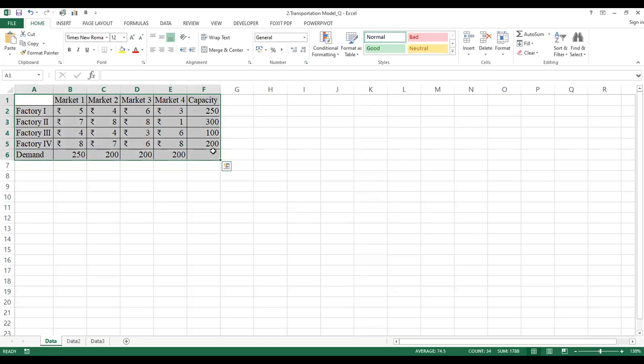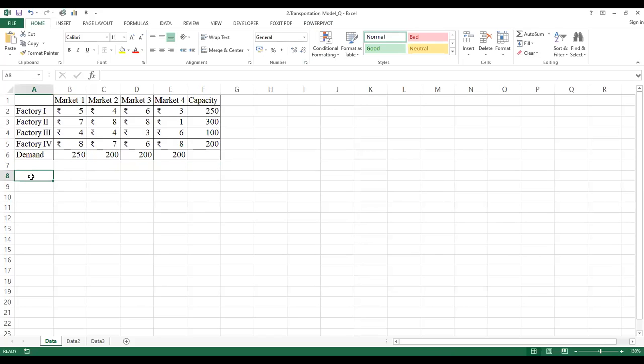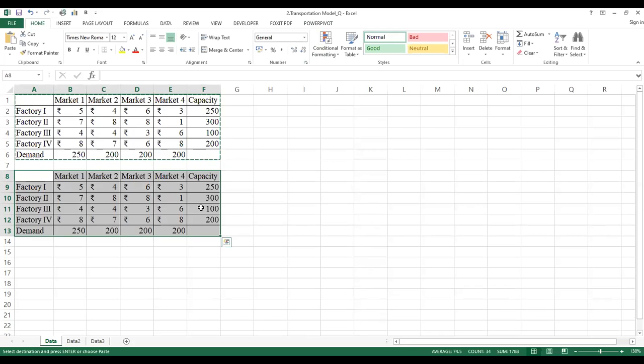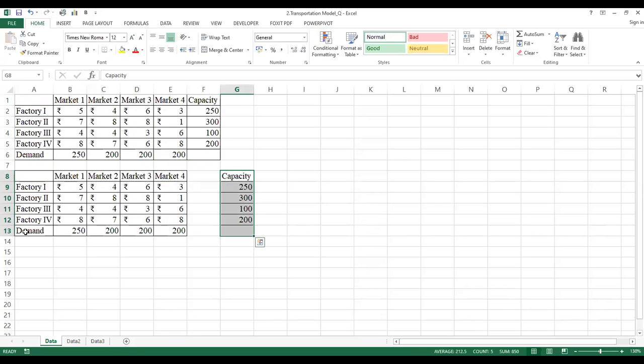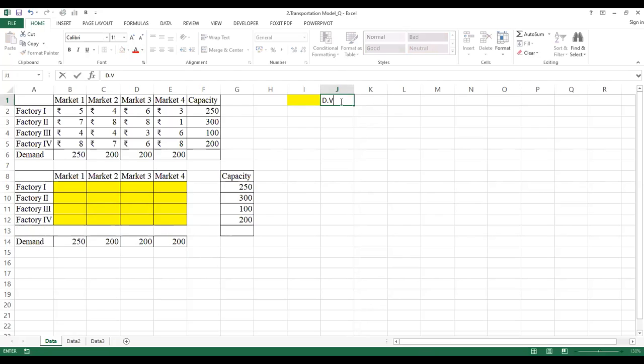After that, just copy and put it down. Control X, this is the delete. Put it like this. This is a format I'm going to do. Just copy paste and delete these values. Okay, so now all these cells will come under which one? Decision variable.